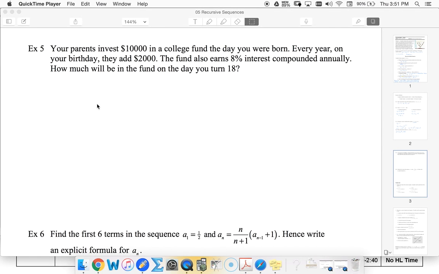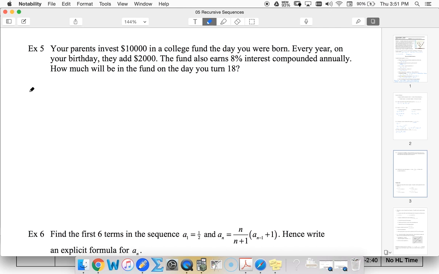All right, we have a real world problem here. So your parents invest $10,000 in a college fund on the day you were born. Every year they add $2,000, and the fund also earns 8% interest compounded annually. So how much will there be when you turn 18? Well, let's look at this systematically.